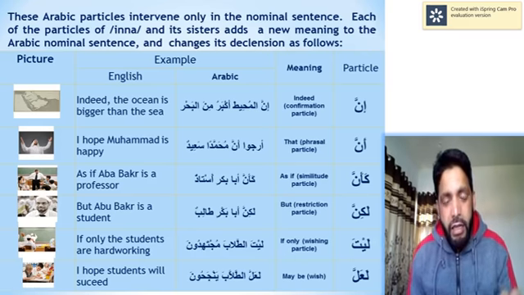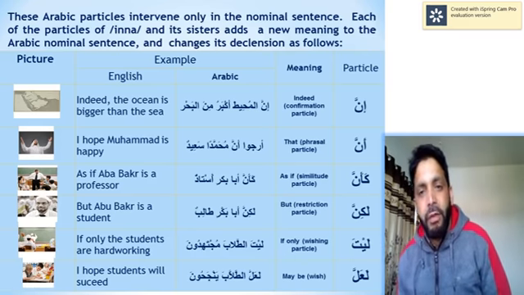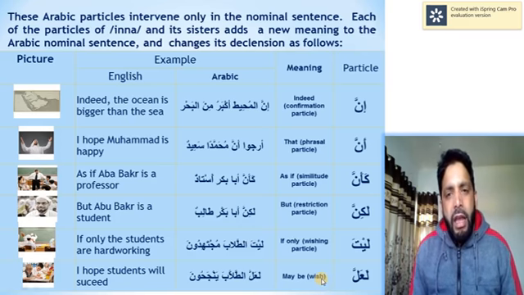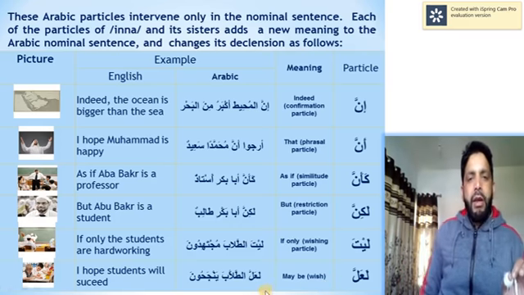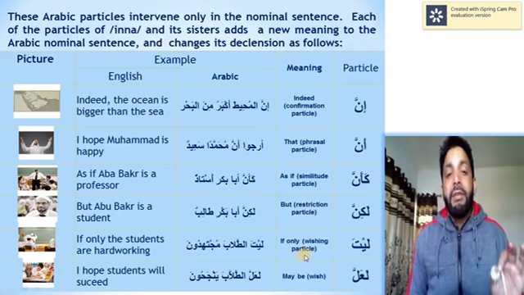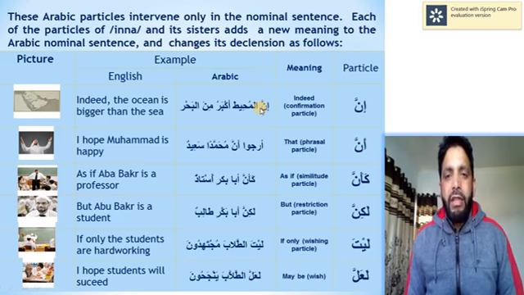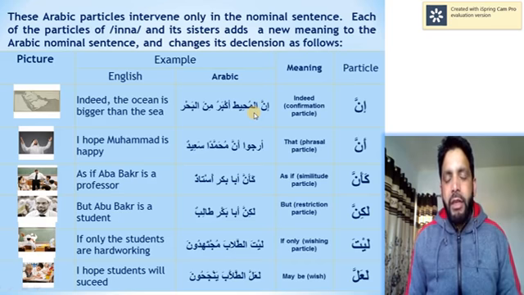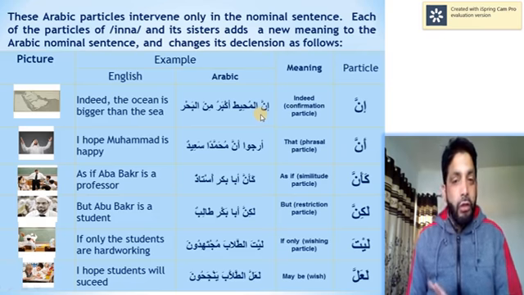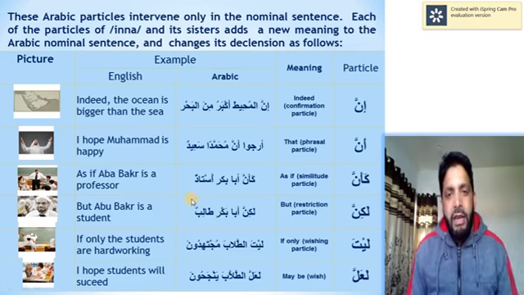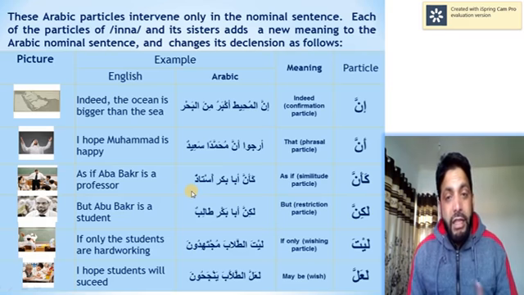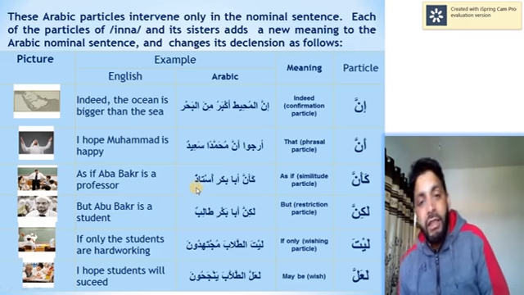As I told you, inna is used for confirmation. It's a confirmative particle. Innal muhita akbaru min al bahr means indeed the ocean is bigger than the sea. Before using inna, I would say al muhitu akbaru min al bahr, the ocean is bigger than the sea. But after using inna, there is an emphasis in meaning. I say indeed. Now there is no element of any doubt. So muhita is its noun and akbaru min al bahr is its khabar, predicate.